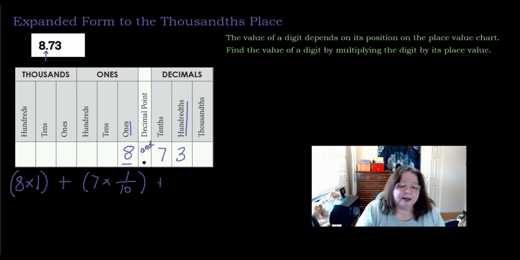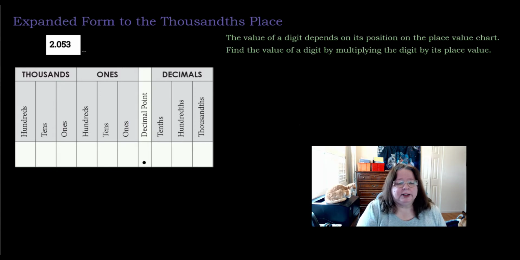We've got a plus sign. Look at our next digit here. It's 3. 3 times, and this time it's hundredths. So that's what we would write.